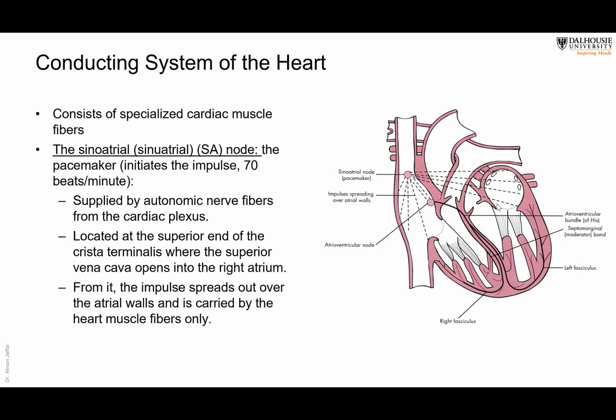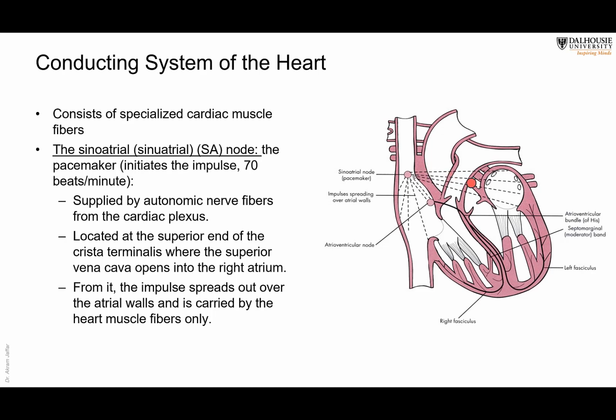This is the conducting system. There is a node of modified cardiac muscle fibers. It's called the pacemaker of the heart. You cannot see it with your naked eye, so you just need to know the location. It is located in the right atrium at the upper end of the crista terminalis, close to the opening of the superior vena cava. This is the pacemaker of the heart, and it initiates impulses at 70 beats per minute.